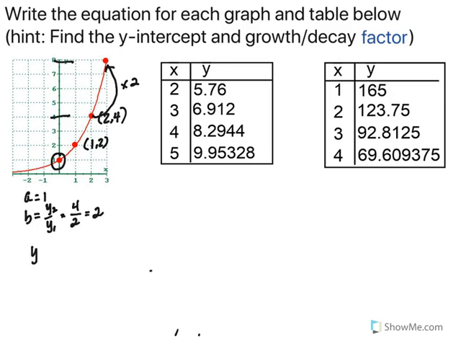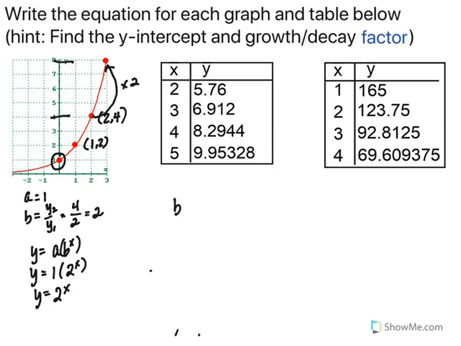Then we can write our equation, substitute it into that y equals a times b to the x. In this case, it'd be y equals a is 1 times 2 to the x, or just y equals 2 to the x, since anything times 1 is itself. When we're looking at the table, again, we want to find the y-intercept and the growth and decay factor. Now, we're not given the y-intercept in this table, so we're actually going to have to find it, and in order to find it, we actually need to find the growth or decay factor first. So let's start by doing that.